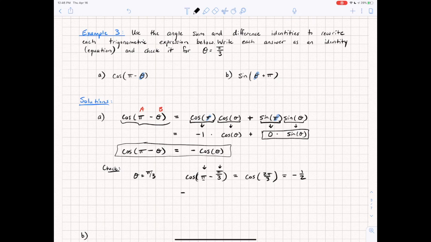All right, so then if I go to the right-hand side, I'm going to do negative cosine of theta, which is negative cosine of pi over 3. And if I do cosine of pi over 3, that answer is +1/2. But because I have the negative out here, it's negative overall. And notice that these match, which means the identity is true.